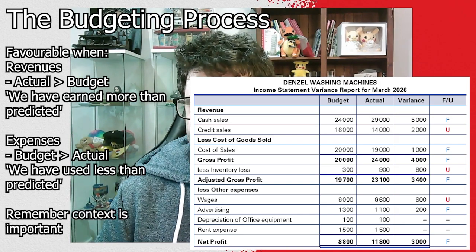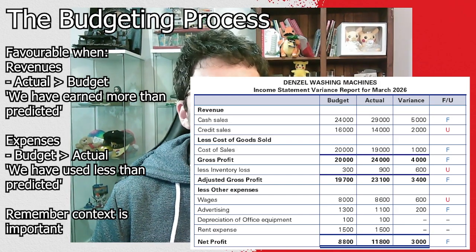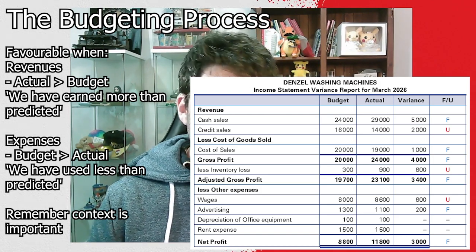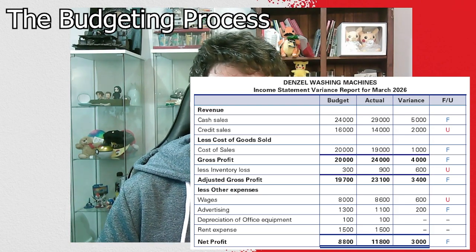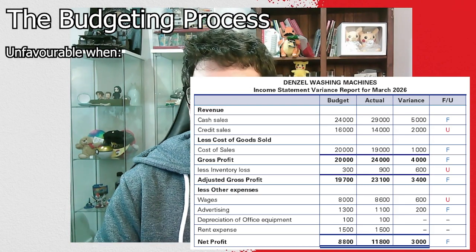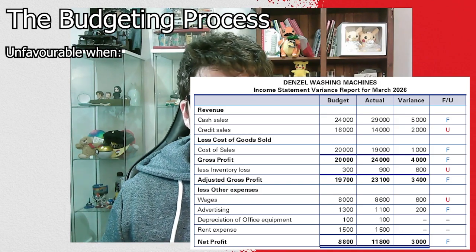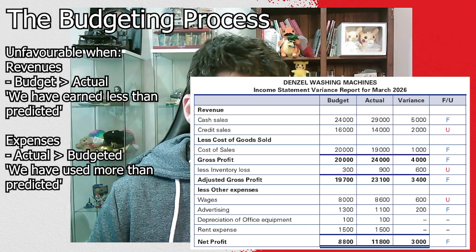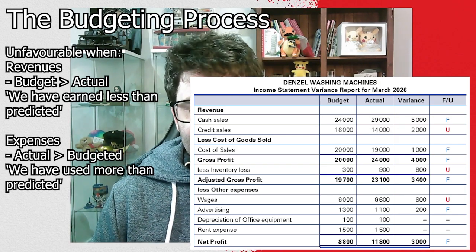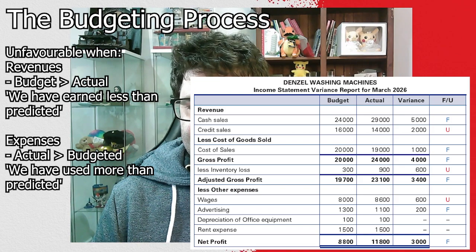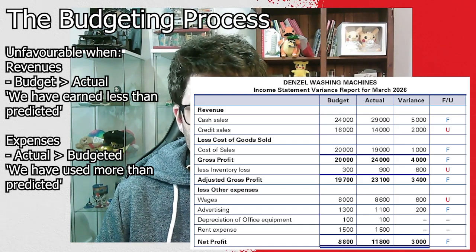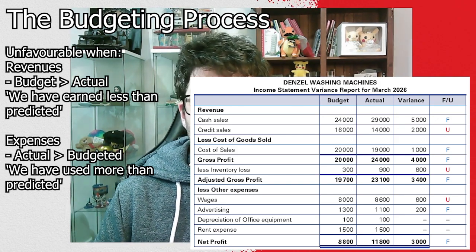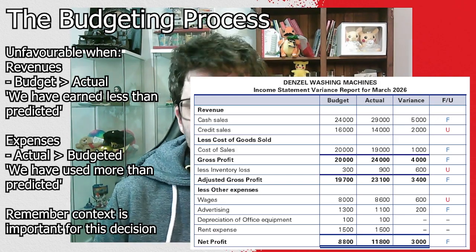So for example, if cost of sales is favorable, it means you haven't sold as much. On the other hand, for the income statement, it's unfavorable if our revenue has a higher budgeted amount than actual, and for expenses, the actual is higher than the budgeted. Because with revenue, we expected to make a certain number of sales, we didn't reach there, hence our budgeted is higher than the actual, and likewise with expenses, we exceeded what we planned to use. So we used more than we thought.